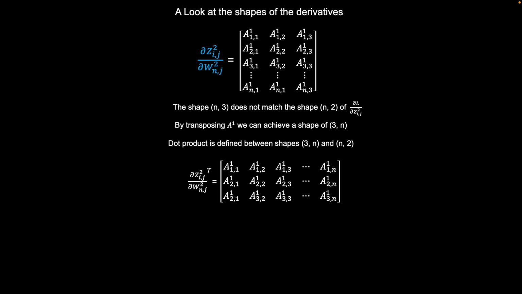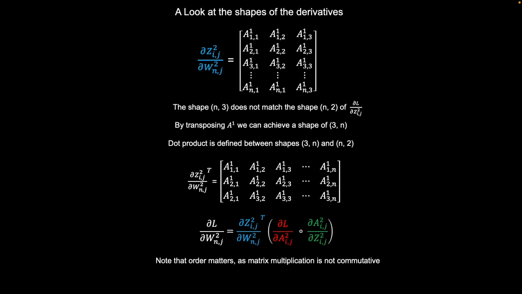So, we transpose the derivative of Z2 with respect to W2 as such, and the final derivative of the loss with respect to the second layer weights is the derivative of Z2 with respect to W2 transposed times the element-wise multiplication of the derivative of the loss with respect to A2 times the derivative of A2 with respect to Z2. Note that the order matters here because matrix multiplication is not commutative. Now we can bring everything together.